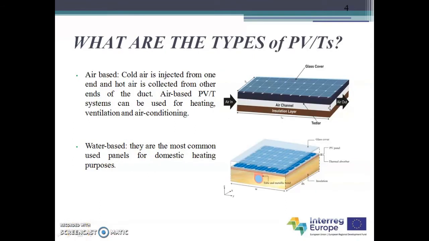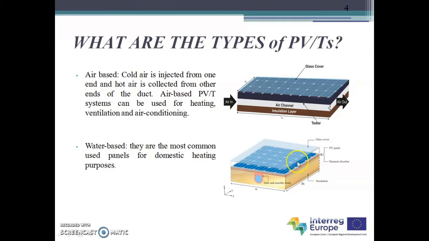There are two common types of PVT systems. One is air-based PVT system and other is water-based PVT system. In air-based PVT system, we have an air channel which takes cold air from one end of the panel and provides hot air from other end of the panel. These air-based PVT systems are used for heating, ventilation, and air conditioning.